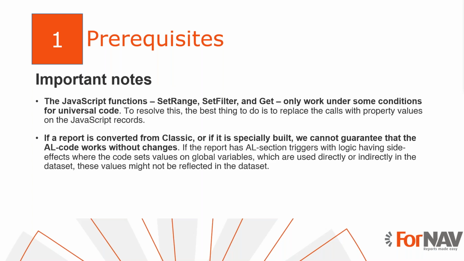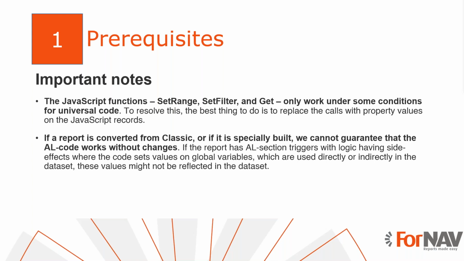The JavaScript functions setRange, setFilter and get only work under some conditions for Universal Code. To resolve this, the best thing to do is to replace the calls with property values on the JavaScript records. We will record a separate coffee break about this topic soon.